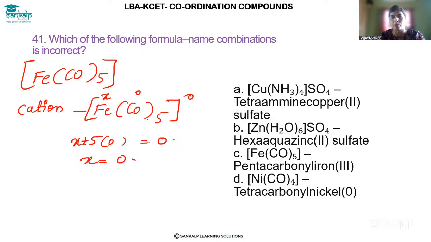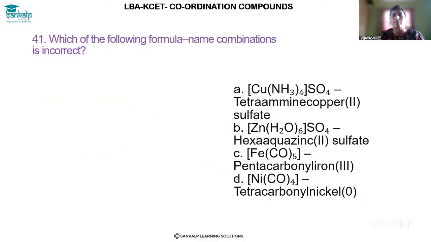Now we will name this compound. Pentacarbonyl: there are 5 carbonyl ligands, so when there are 5, the prefix is penta. Pentacarbonyl, then the central metal atom iron. So pentacarbonyliron. What is the oxidation state of iron? It is 0. But in option C, it is given as 3. So this is incorrect. The oxidation state of iron is wrong here. So option C is incorrect. Options A and B are both correct. Option C is incorrect, so we got the answer here itself as option C. We will check option D also.